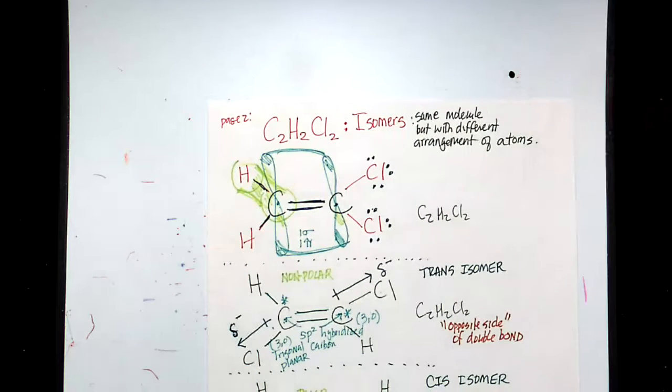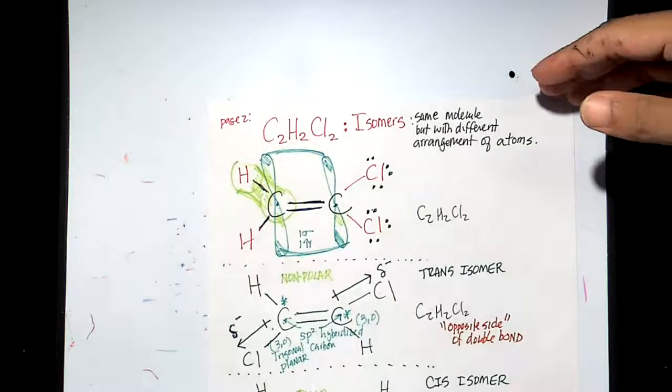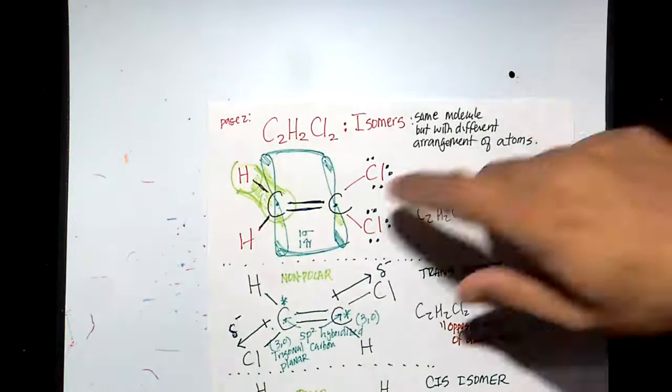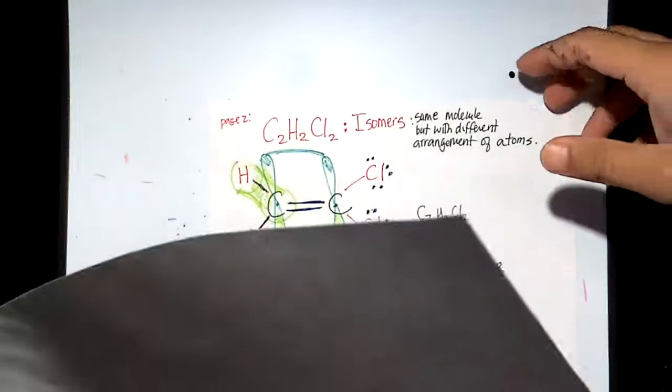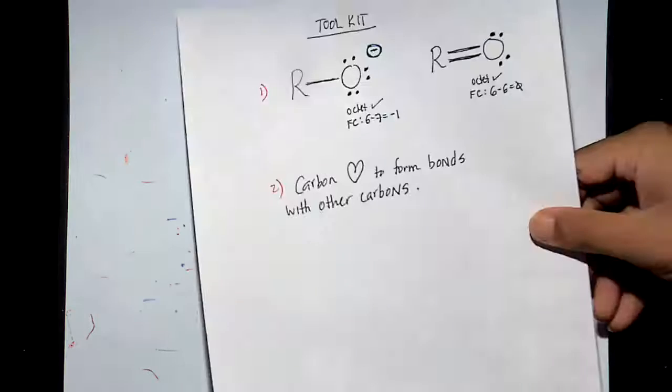Questions? Let me give you one more thing, and then I'll end the class in terms of the material. Everything from here on out will just be review. So isomers, and don't forget your overlaps of the orbitals. Let's go back to our toolkit for one moment.